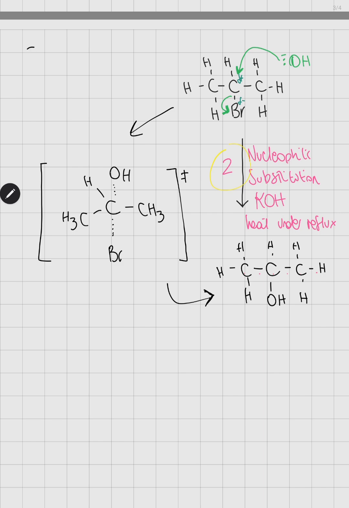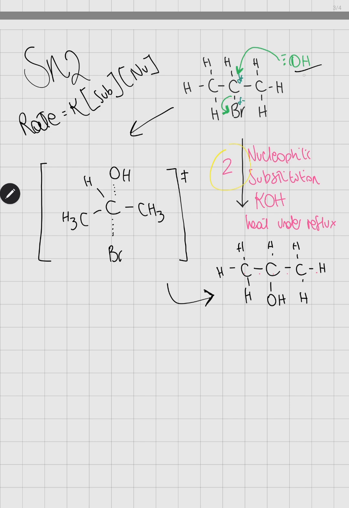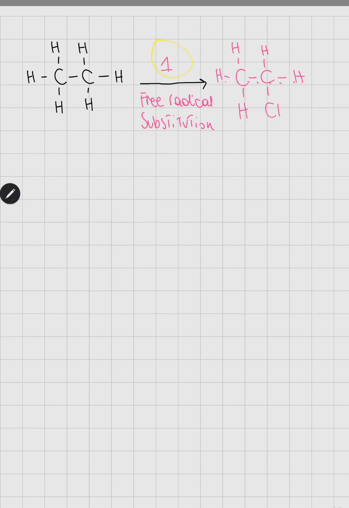For those who have to know the details, this is an SN2 mechanism because it occurs in only one step, and for A-level chemists, the rate of reaction is the rate constant times the substrate times the nucleophile. So the rate depends on both the nucleophile and the substrate. That's why it's called SN2. If you didn't know this, just ignore it. You will learn it in year 13. Let's go with the next mechanism.